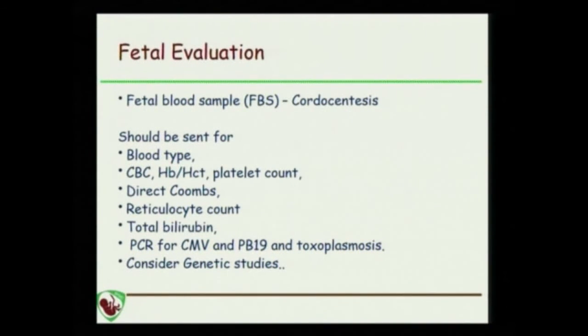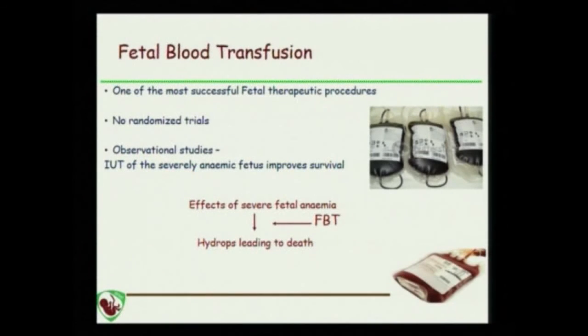You can also do a PCR, or polymerase chain reaction test, to look for any infections in the baby, and you can also do genetic studies. And blood transfusion, as we know, is one of the most successful fetal therapeutic procedures because it intervenes here. When there's severe anemia, it progressively leads to hydrops and then death, and that can be corrected.